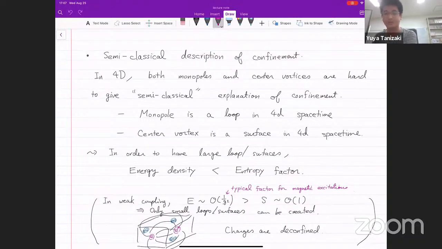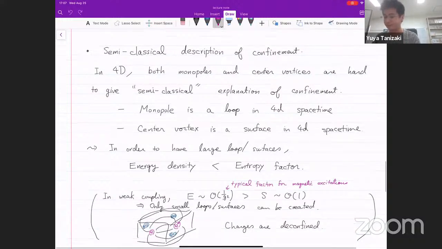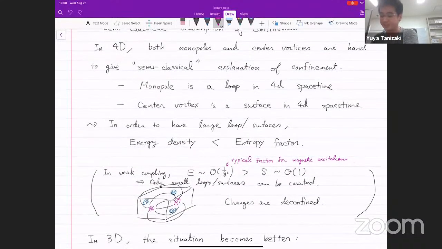And similarly, I draw a line for the center vortex in the spatial picture, but the center vortex is actually a surface in four-dimensional space-time. In order to proliferate those excitations in four dimensions, very large loops or surfaces have to be created. But for such creation of large loops or surfaces, the energy density of those loops or surfaces must be very small compared with the possible entropy factor.